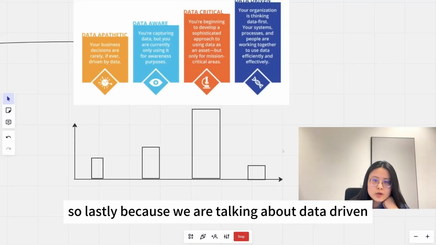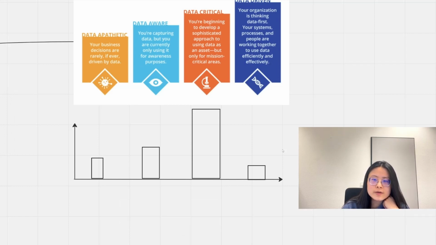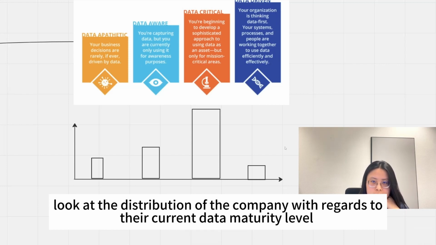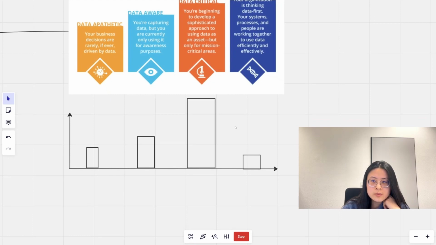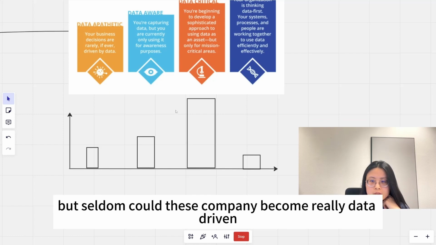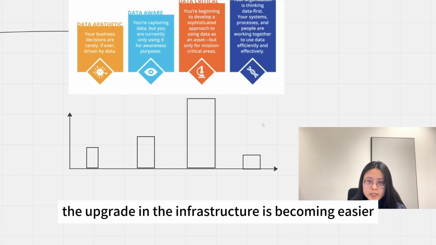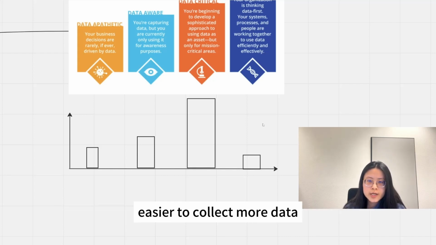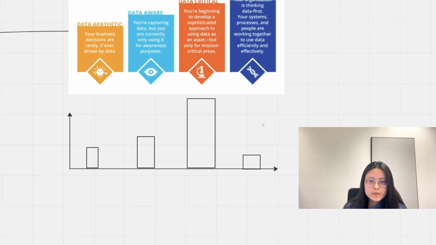So lastly, because we are talking about data driven, I try to quantify everything in the insights I bring. Here is the distribution of companies with regard to their current data maturity level. You see that most of the companies right now are in the data critical phase because the idea of data-driven is actually very popular. But seldom can these companies become really data-driven. So in the last decade, a lot of companies became data critical because, due to the upgrade in infrastructure, it's becoming easier to collect more data, and people realize the importance of using data because of the results.